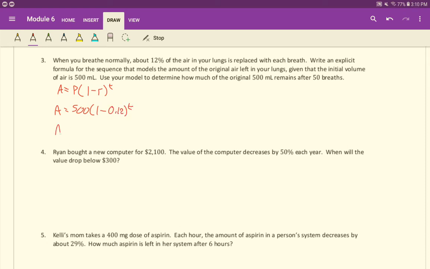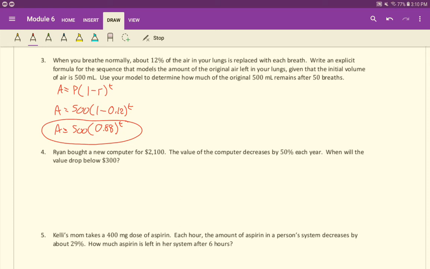If we simplify this, we'll get A equals 500 times 0.88 to the T. So in other words, you can say that we're changing out 12% of the air, or we're keeping 88% of the air. Two different ways to talk about the same idea here. So there's our explicit formula.